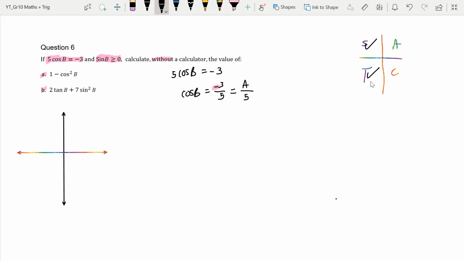But we need some more information, because how do we know which quadrant we're supposed to be working in? And that's where our second piece of information is quite helpful, where it says that sine beta needs to be bigger or equal to 0. So sine needs to be positive. So where is sine positive? Sine is positive either there or there, and that is where both those pieces of information overlap. So that is where we're going to work. So there is our triangle. That is a terrible attempt. I'm going to try again.